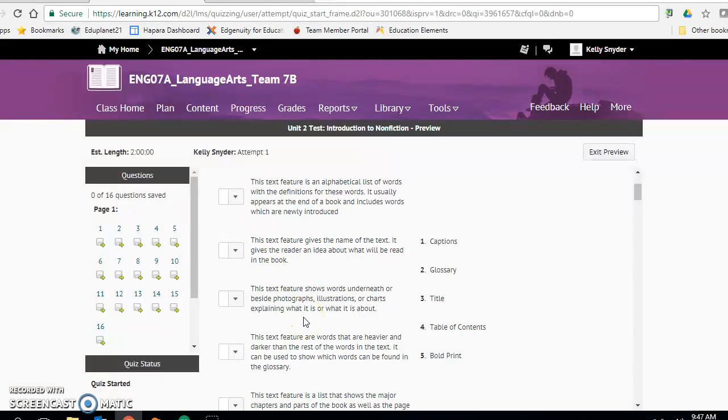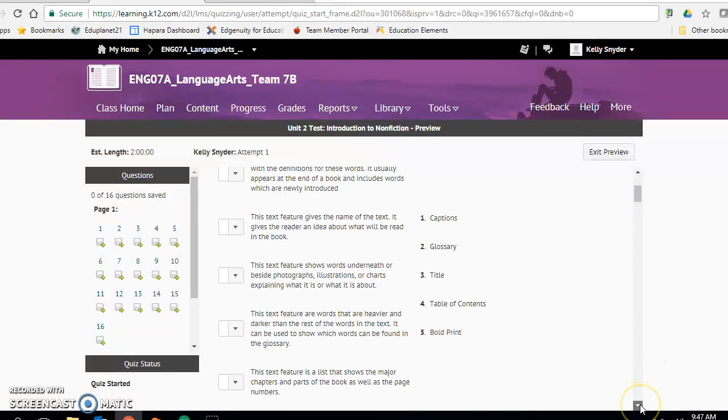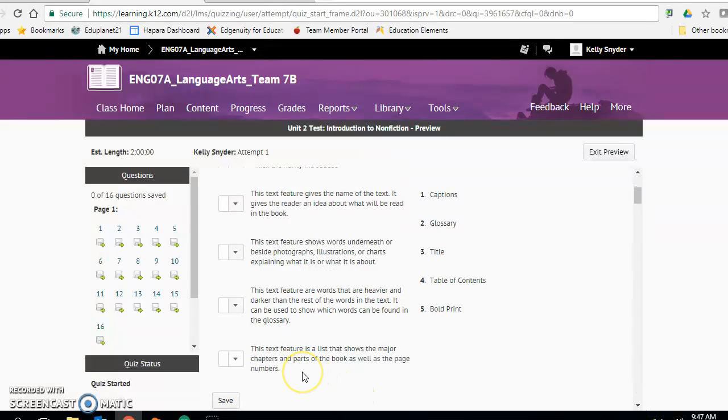The next one says, this text feature shows words underneath or beside photographs, illustrations, or charts explaining what it is or what it's about. The next one, this text feature are words that are heavier and darker than the rest of the words in the text. It can be used to show which words can be found in the glossary. And the final one says, this text feature is a list that shows the major chapters and parts of the book as well as the page numbers.